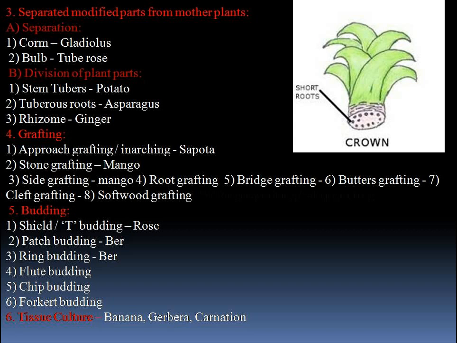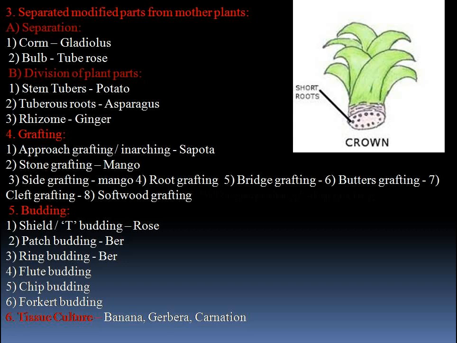Then there are separated modified parts from other plants. So modified parts, that is separation. Corm is a modified part of stem, and that you should know. And bulb is used in gladiolus. Bulb is a modified part of leaf sheath, that also you should know. It is used in tuberose and onion, the best examples.